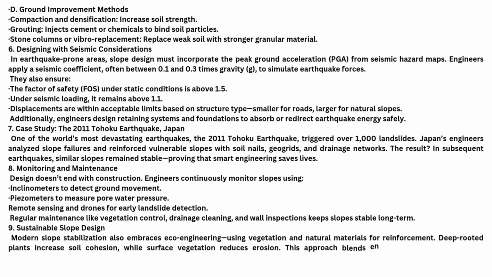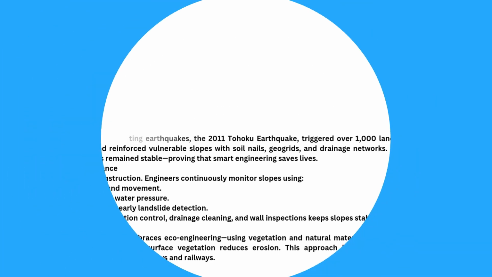9. Sustainable slope design. Modern slope stabilization also embraces eco-engineering, using vegetation and natural materials for reinforcement. Deep-rooted plants increase soil cohesion, while surface vegetation reduces erosion. This approach blends environmental protection with engineering safety, especially along highways and railways.